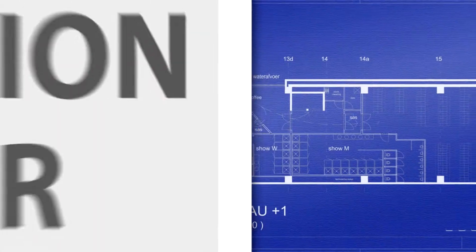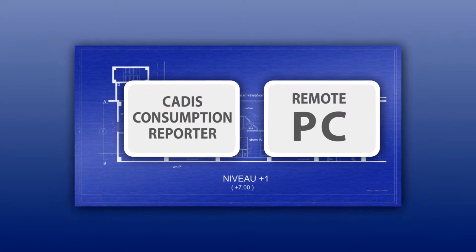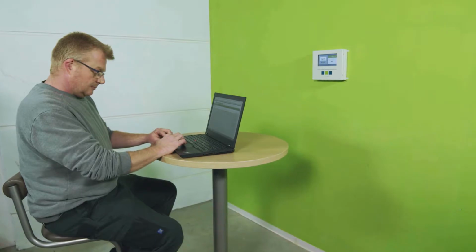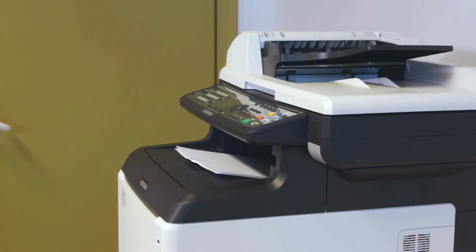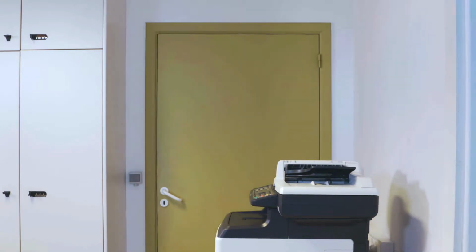The Cadis Consumption Reporter has a built-in web server and is thus accessible for every PC under protected protocol, inside or outside the building. The Cadis Consumption Reporter is equipped with proprietary software as standard. The built-in software makes expensive licenses for specialized software or services unnecessary. Automatically generated reports form the basis of an automatic cost settlement.